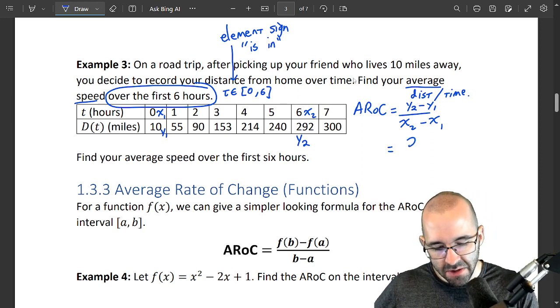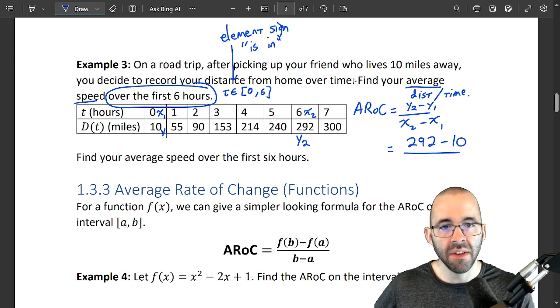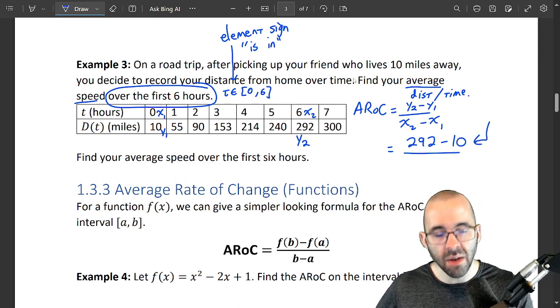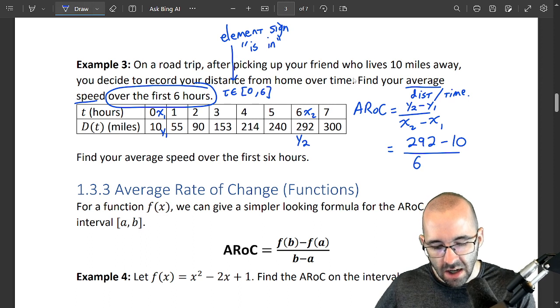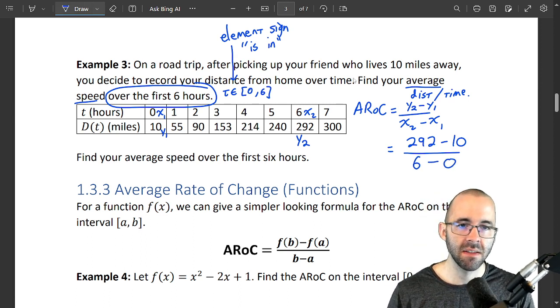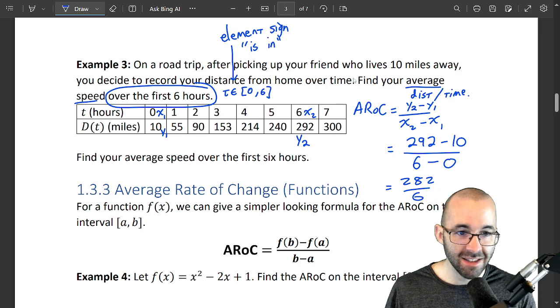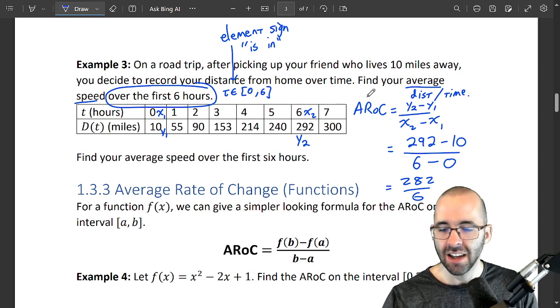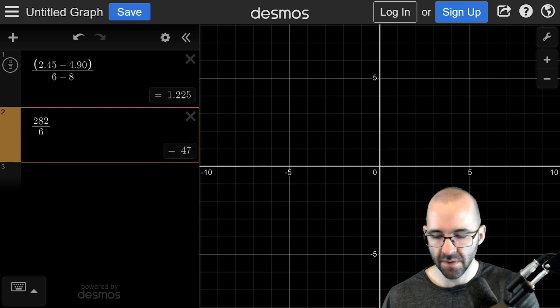So the second y value is 292 minus the first y value of 10. And this corresponds to us saying that we've gone 282 miles in those first 6 hours. And the denominator is 6 minus 0, which means 6 hours have passed. So we get 282 over 6. I forgot to add white space for this problem. And 282 over 6 is 47.